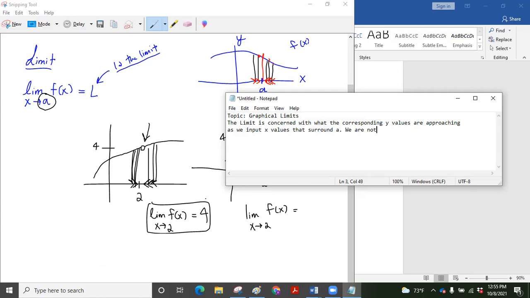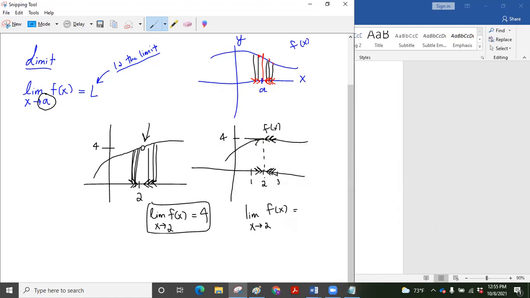We are not concerned with what happens at f of a. So in this case, we weren't concerned with what happens if I plug 2 into the function. We're concerned with what happens around x equals 2. The reason I said the limit exists here is that it doesn't matter if this point is undefined. It doesn't matter if f of 2 is undefined. What really matters is what we are approaching at an x value of 2.